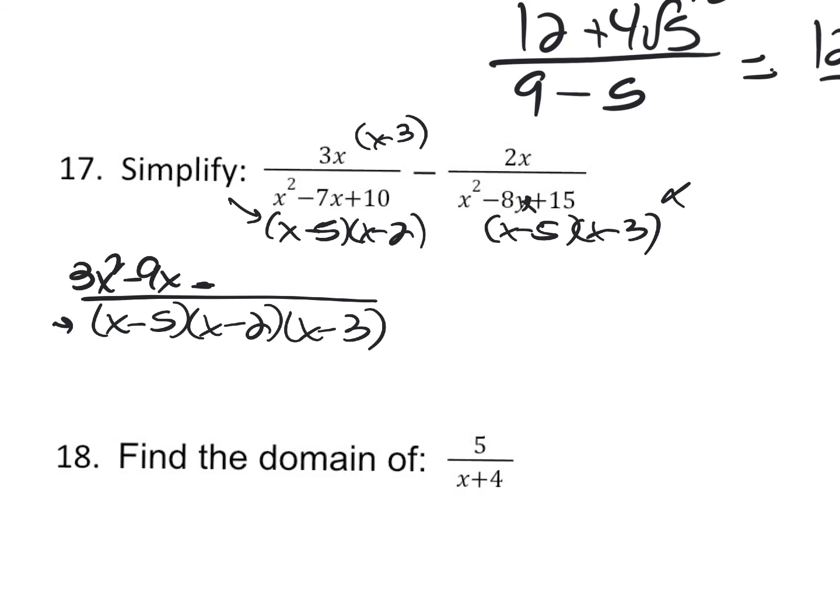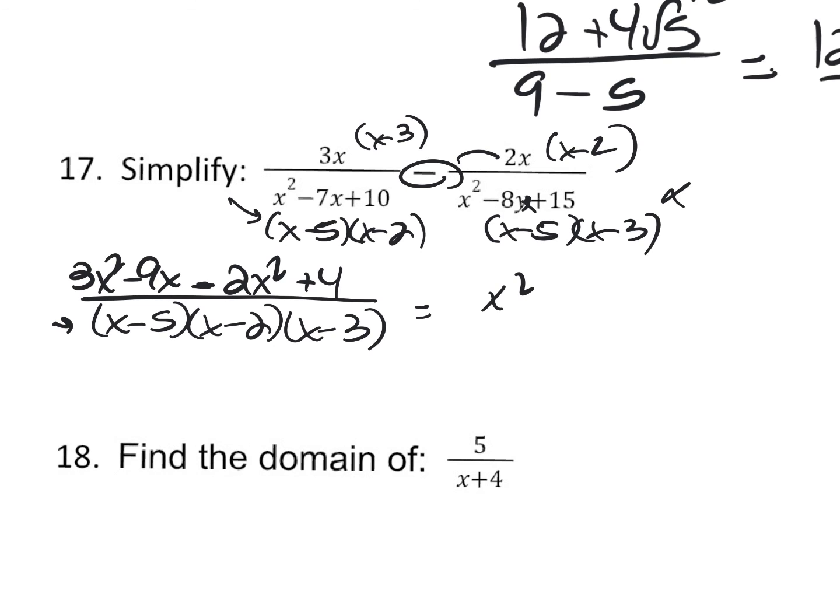The second fraction is missing the x minus 2. So I'm going to do negative 2x times x minus 2. Don't forget the negative sign right here. All right, negative 2x times x is negative 2x squared. Negative 2x times negative 2 is positive 4x. That's a big deal, that minus sign. Please be careful. All right, so now let's add what you can on the top.